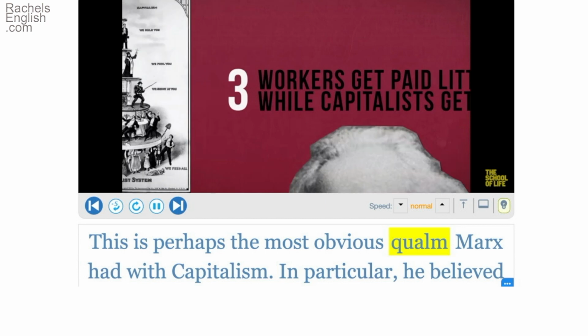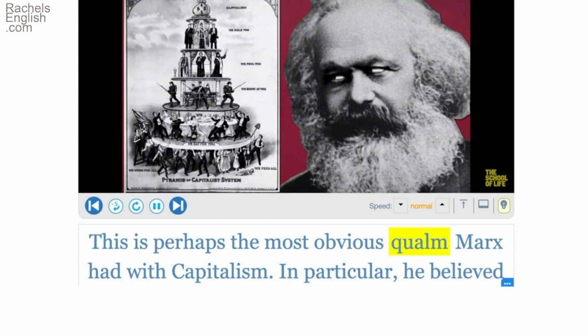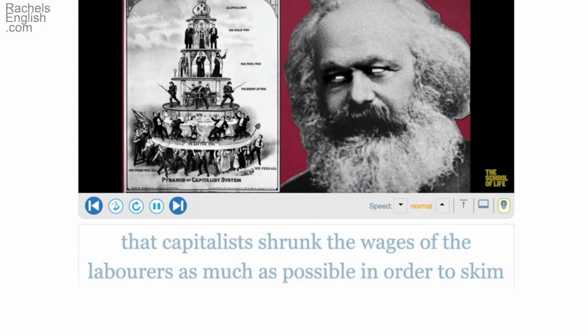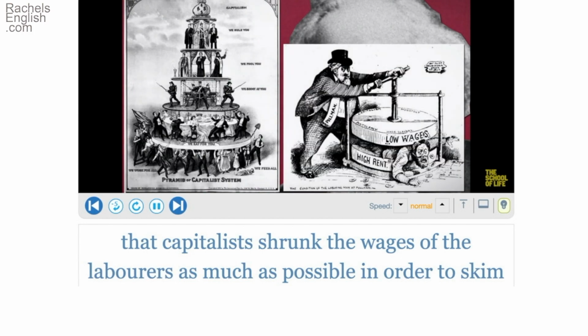The most obvious qualm, uneasiness with capitalism, the thing he was not comfortable with. This is perhaps the most obvious qualm that Marx had with capitalism. In particular, he believed that capitalists shrink the wages of the laborers.